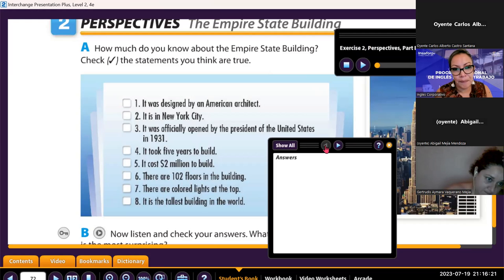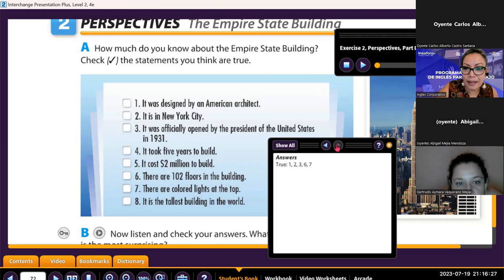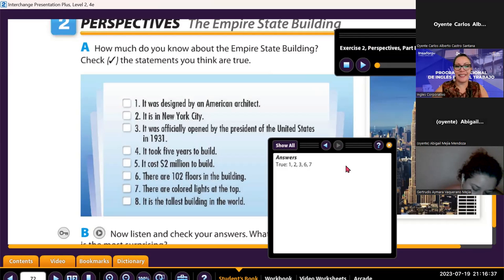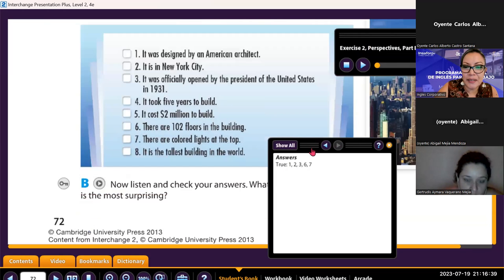Number 7, 2. Numbers. Colored lights at the top. Yes. Yeah, excellent. Number 1, 2, 3, 6, and 7. Excellent.